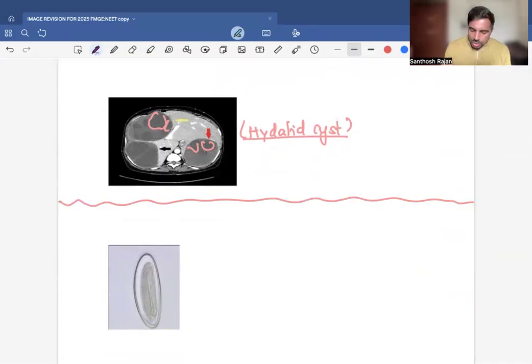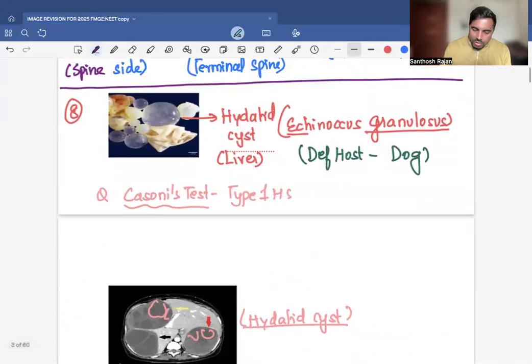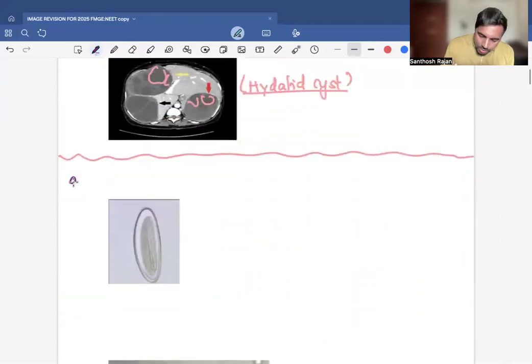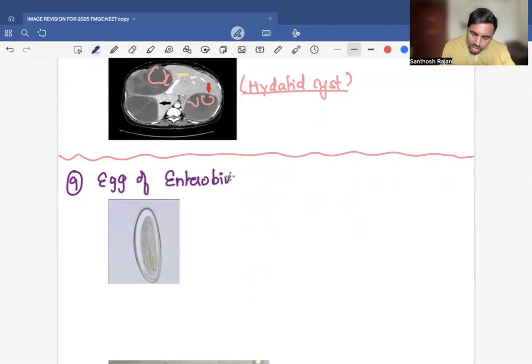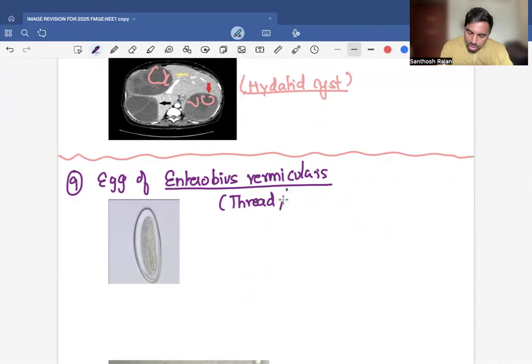Okay. Now, next one. Look at this egg. This is your egg of number 8, and then we're going to the 9th one now. This shape, everybody must have told you, this is the egg of Enterobius vermicularis. In examination, you don't always expect Enterobius by that name, but the other name for this is threadworm. They can give you thread, or pin, or seat worm. Seat worm, because it's in the buttocks region.